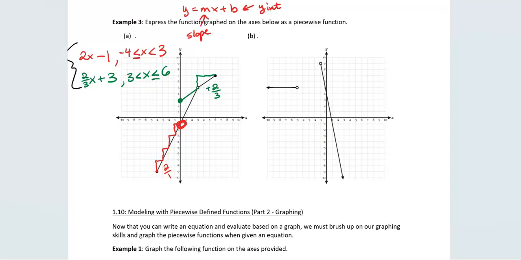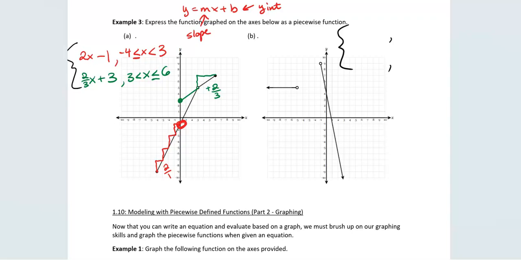Just to make sure you're 100% or maybe 70% sure, let's do another problem. In part B, we have this piece and we have this piece. That's how I'm going to split them up, left side, right side. I'm going to do my little bracket. And I'm going to have a comma, because the left side is going to be the equation, and the right side is going to be the domain for that equation.